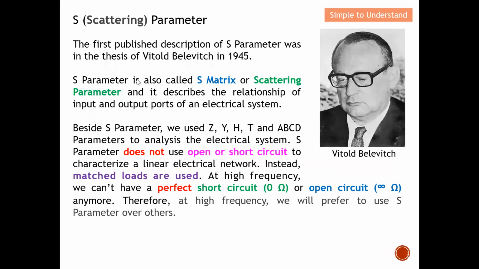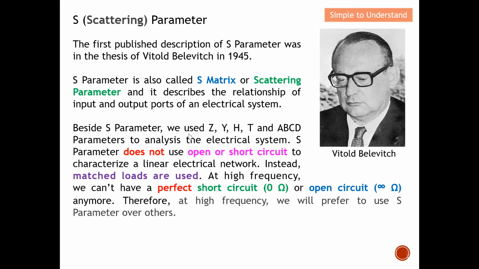Let's start by understanding some of the history of S parameters. The first published description of S parameters was in a thesis of Vitold Belevitch in 1945, sometime after World War II. S parameters is also called S matrix or scattering parameters and is used to describe the relationship of input and output port of an electrical system.